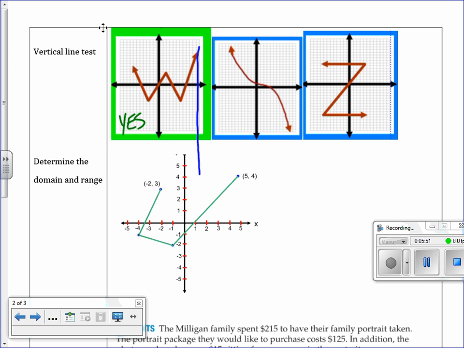Let's take a look at this next one. This is a graph that maybe we're not familiar with, but if we look at it, this line doesn't repeat going through anything. So yes, that is a function. Finally, we have this z. Well, you can see this line is going through 3 separate points right here.